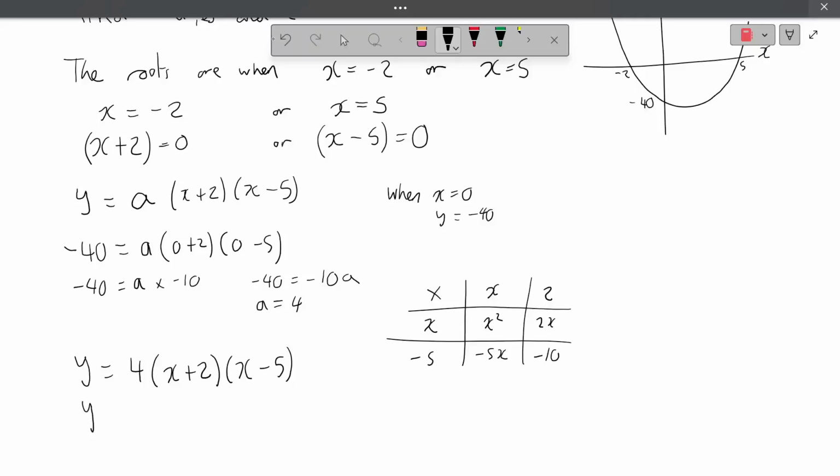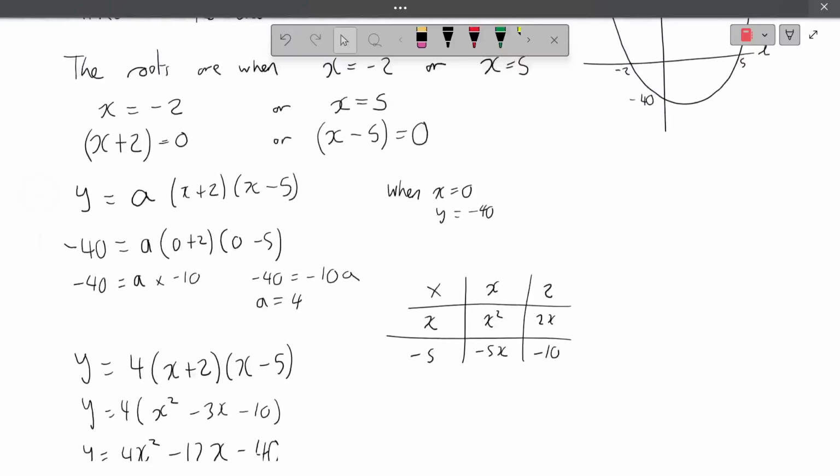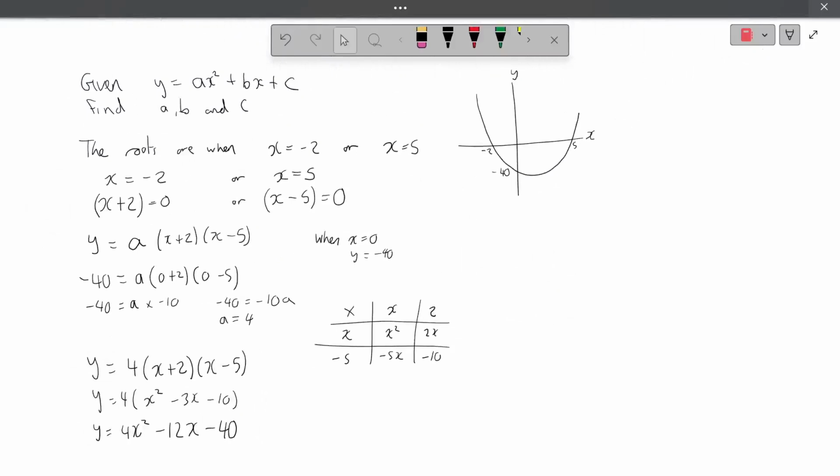So what we then have is y equals 4 lots of x squared, and then 2x minus 5x is minus 3x, minus 10, and then I need to expand out that bracket, so I need to times everything by 4. So you have y equals 4x squared minus 12x minus 40. So that is what that graph looks like. So let me zoom out so you can get it all in. So that graph is now in the form of 4x squared minus 12x minus 40. Is that graph there sketched out?